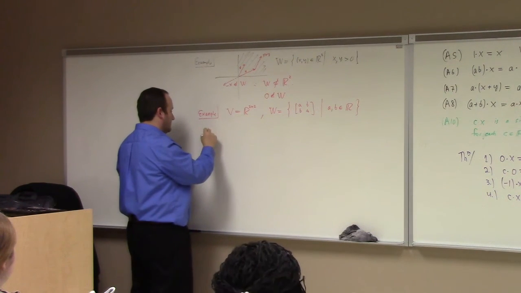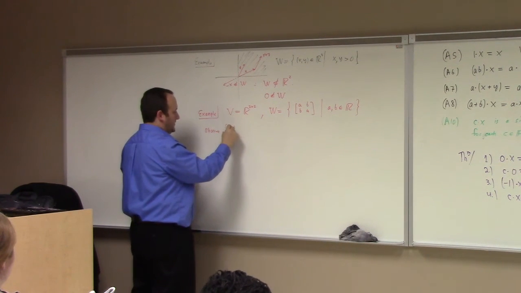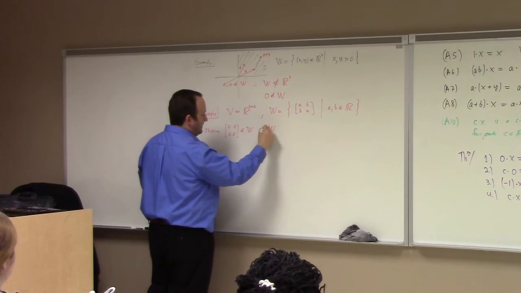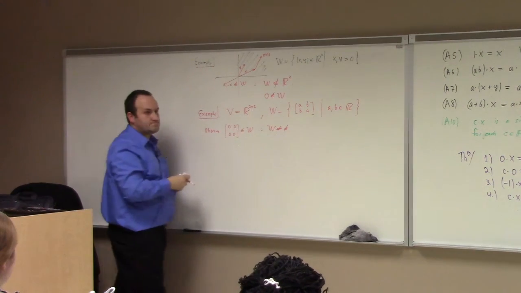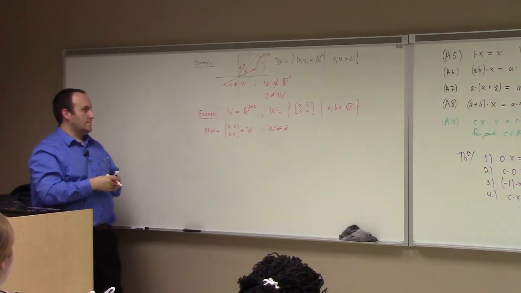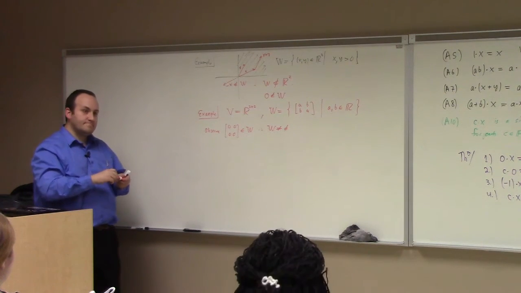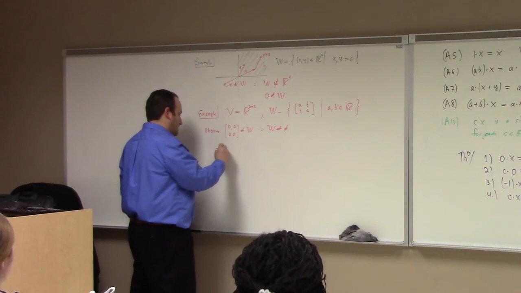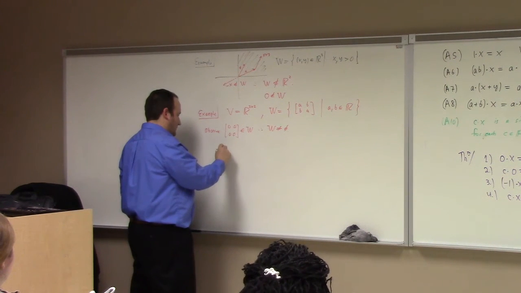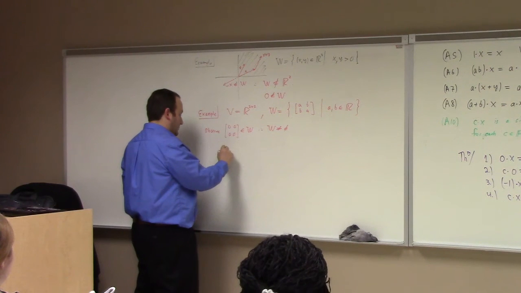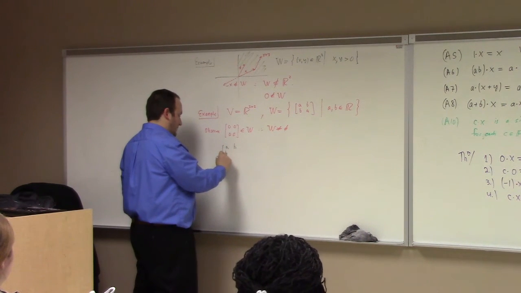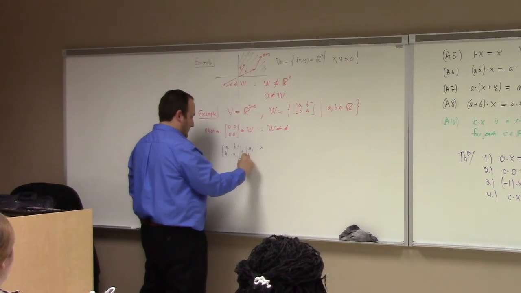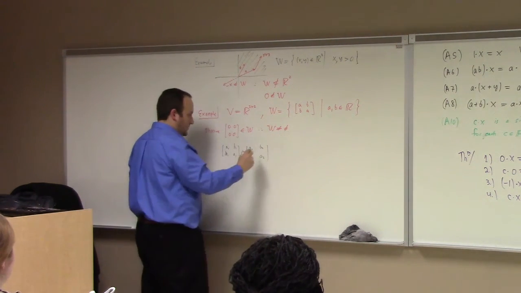So observe, the zero matrix [0, 0; 0, 0] is an element of W, right? So therefore, W is non-empty. What if I take two things in W? What if I say take [A1, B1; B1, A1] plus [A2, B2; B2, A2], right? What do you get?